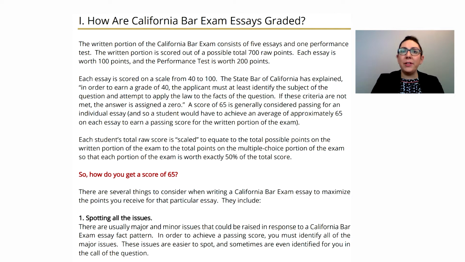Now, I said you generally need about a 65 to pass the written portion of the exam, but you don't have to hit any necessary threshold of the written portion to necessarily pass. 65 is not the absolute minimum necessary to pass. You could make up for a lower essay portion score with a higher MBE score, for instance, because California takes those 2 scaled scores, your MBE scaled score and your essay scaled score, and they average them out. But in general, you're aiming for about a 65 to achieve a passing score on the written portion of the exam. So how exactly do you get that 65?